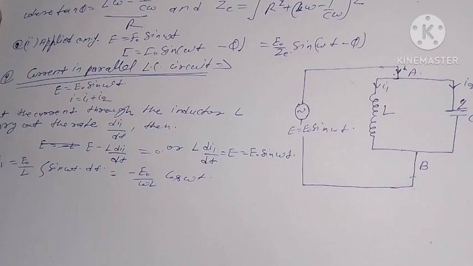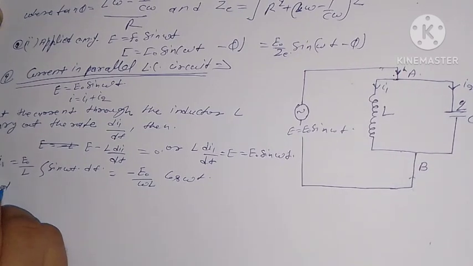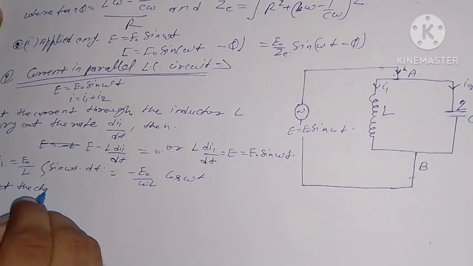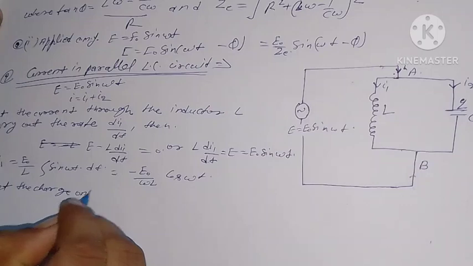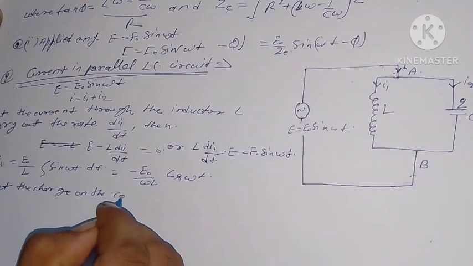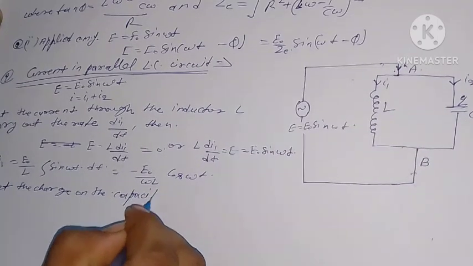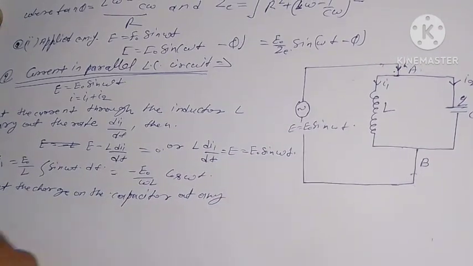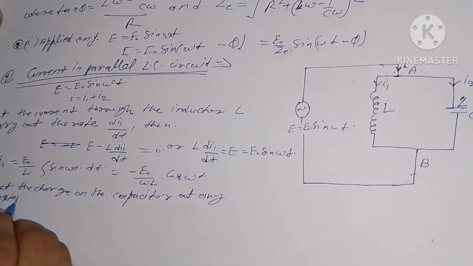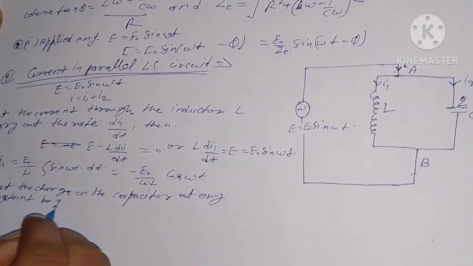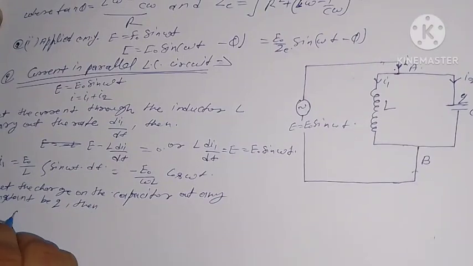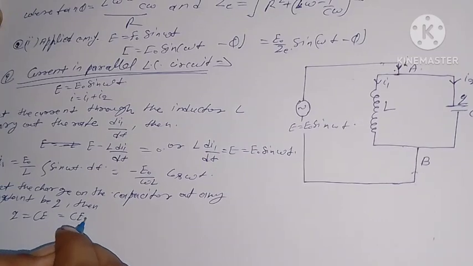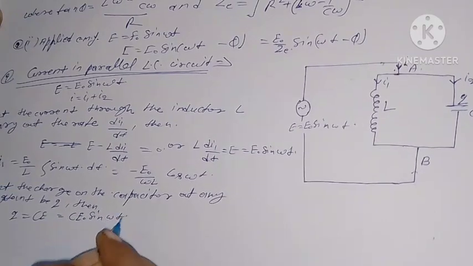Let the charge on the capacitor at any instant be Q. Then Q equal to C E naught sin omega t.